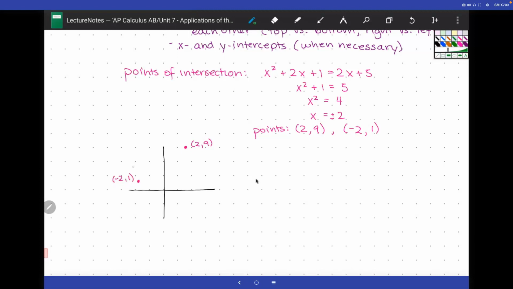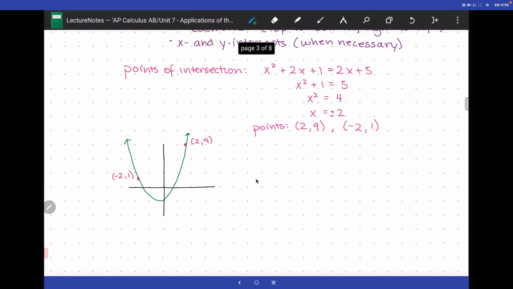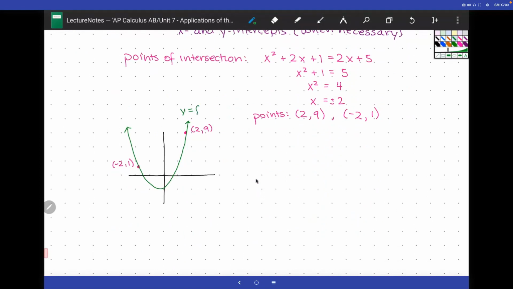But I know the parabola that smiles goes through those 2 points. Something like this. I don't know exactly how low it goes. I'm not even thinking about that. I don't care. I called the parabola f of x, so I'm just going to label this y equals f of x. And then I need to draw a line that goes through those 2 points. And this is y equals g of x. So it looks like this is the area between the 2 curves.